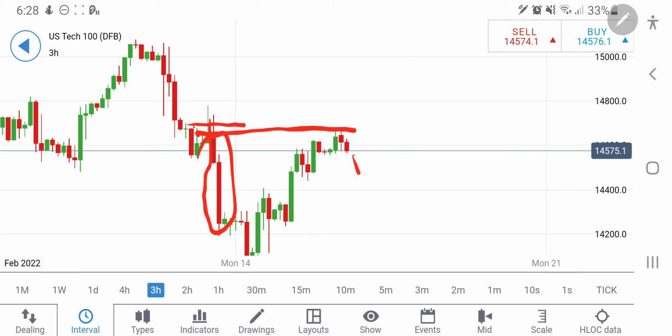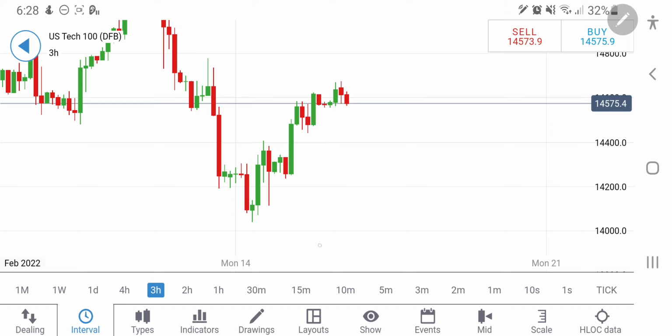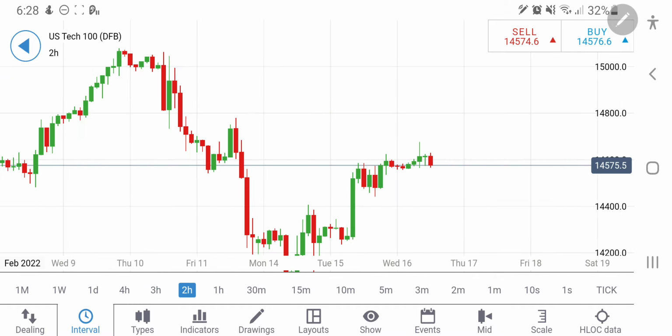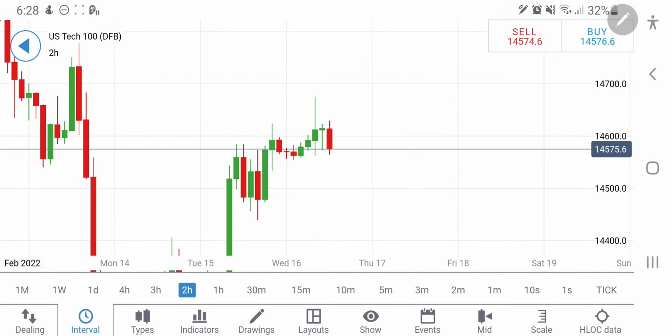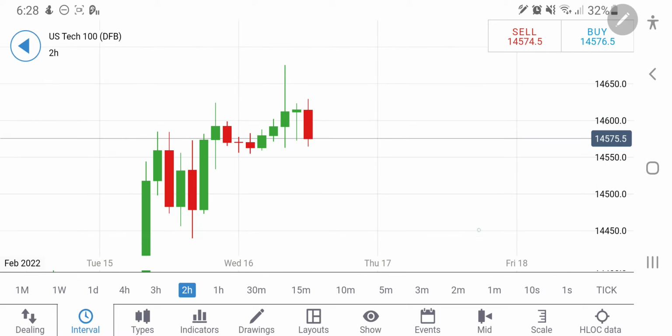Probably from here it may try to drop again, completing this retracement on the Fibonacci levels, and now probably looking forward on a downside. Hence it appears it might try to give you a little bearish move. Now look at this on the 2-hour chart.